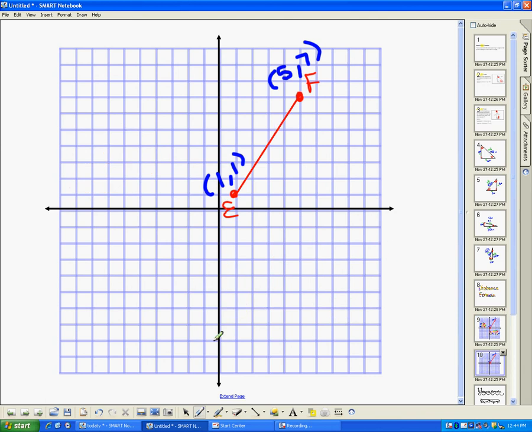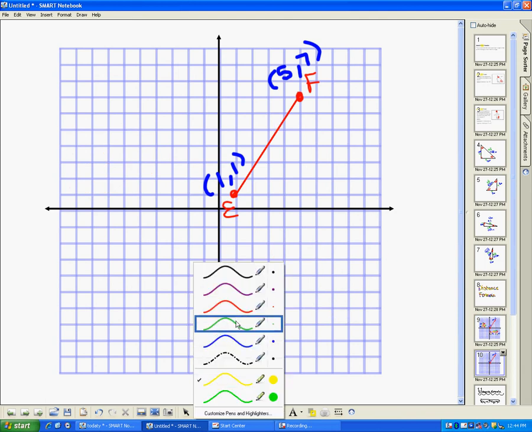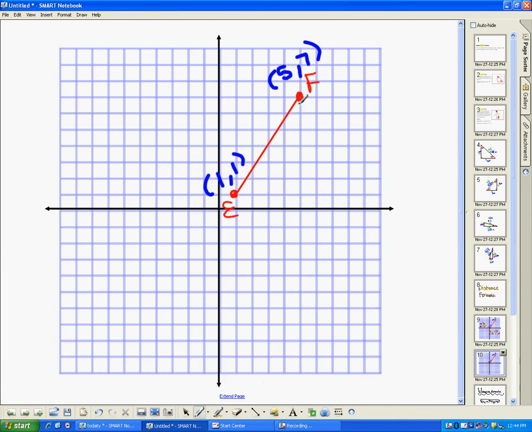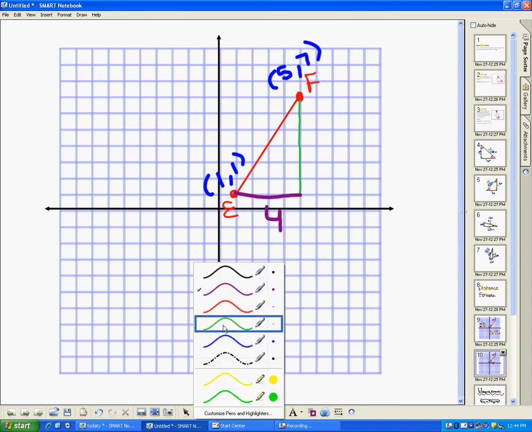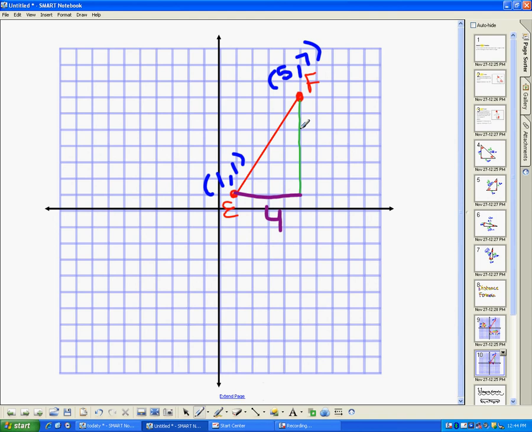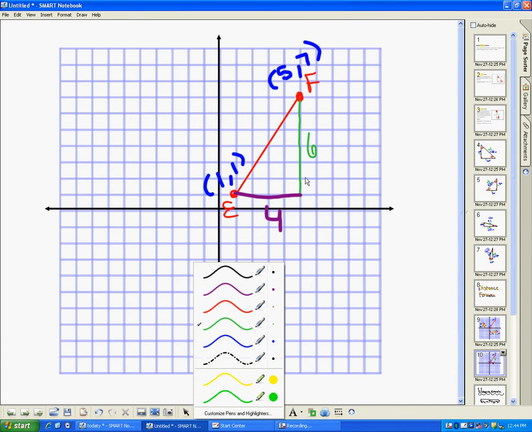So here, again, I got rid of the other examples just so we can focus on this one. If I draw a line down to here, and I draw a line over to here, the distance over is 1, 2, 3, 4 units, and the distance up is 1, 2, 3, 4, 5, 6 units. This now makes a right triangle, and we can use the Pythagorean theorem to help us find the length of this, which would be the hypotenuse of this triangle.